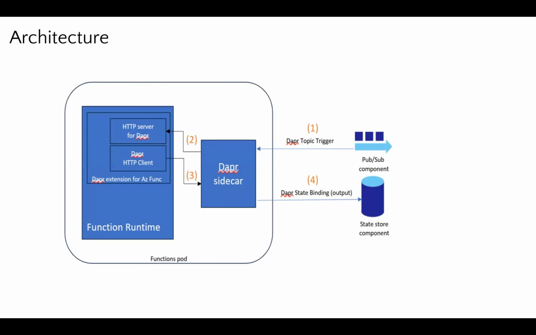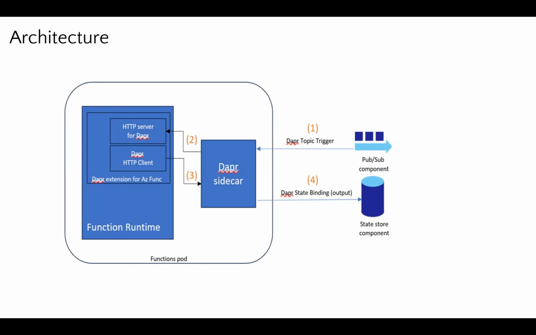Yeah, this is the typical architecture, how it looks. When any external service has published a message to the event hub or any message queue, and that message has to be subscribed to by a function app, then the Dapr sidecar will be listening to the message queue and subscribe to it, take the message, and then interact with the app via the HTTP server, and it invokes the function app on that HTTP server.